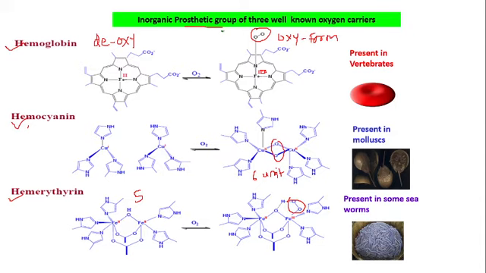Let me see where these biomolecules play a role. Hemoglobin, as you know very well, is present in all vertebrates, and it is red in color. Why is it red in color? Because the oxidized form of the hemoglobin contains Fe3+ oxidation state, and that's why our blood is red in color. So hemoglobin is present in all vertebrates. Next, hemocyanin. This hemocyanin contains what? Copper, not iron. And these are present in the molluscs.